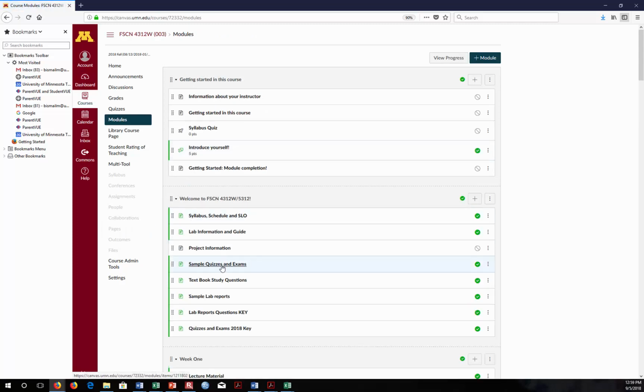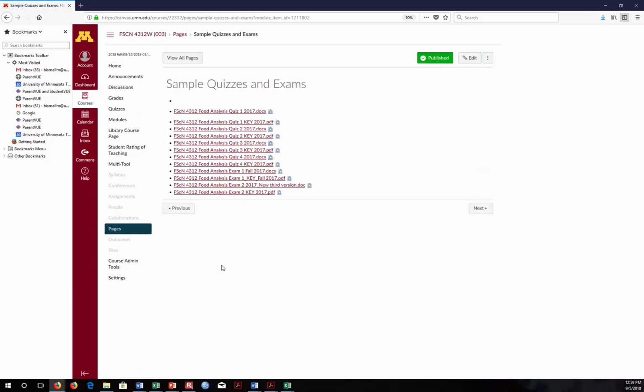So, sample quizzes and exams. Here I posted all of the quizzes and exams I gave last year. So you will have an idea, and I encourage you, when you study, go and solve the quiz. You have the quiz with questions, for example, and then after you solve it, you can look at the key. Last year I gave 4 quizzes and 2 exams, and here they are. So it's a good studying tool after you study, not before you study. After you study, I encourage you to look at those.